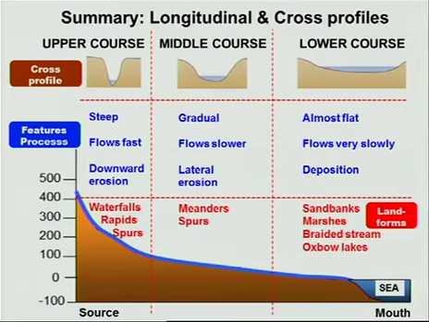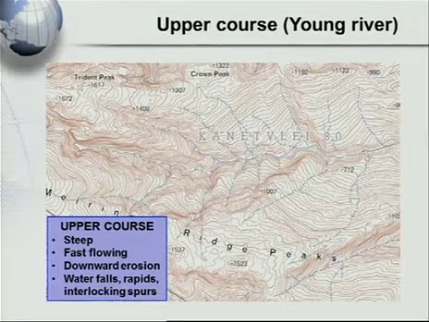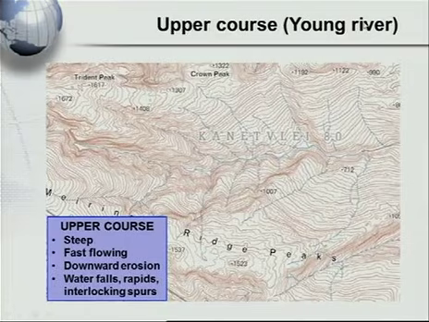But as I've said when I started off the session, your topo maps are very important. Okay, so let's have a look at these different courses and what they look like on a topographic map. Here's the upper course, or the Young River, as it's also known. Now have a look at this. Immediately you see lots of brown here.